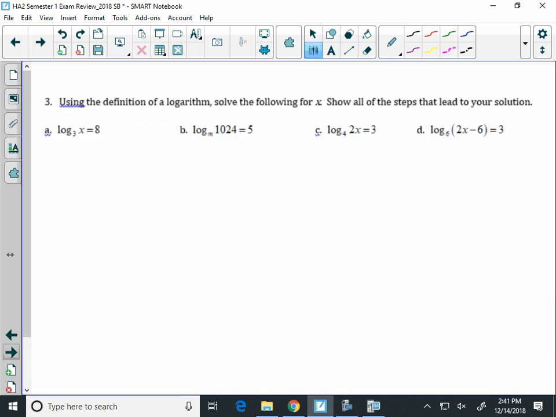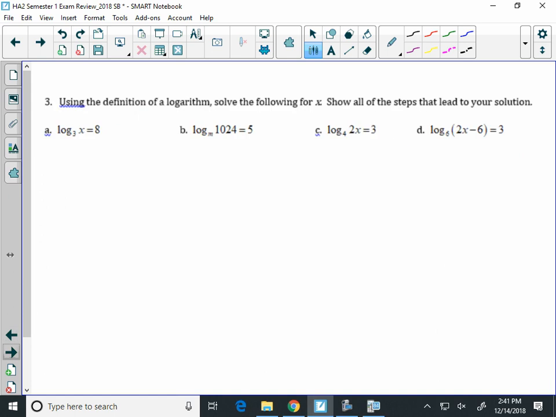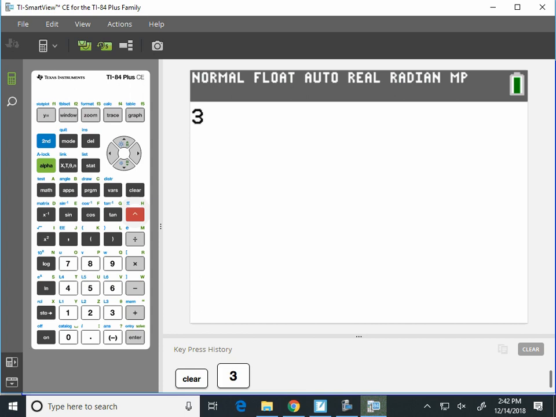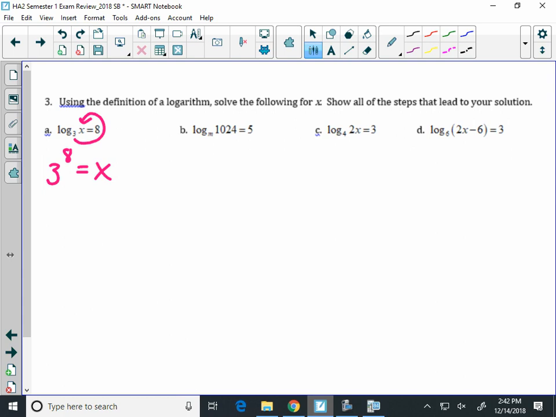All right, number 3 now says use the definition of a logarithm, and that's going back to what we did in number 1 and number 2, this little curly Q idea, to rewrite this logarithm in exponential form and solve for the value of x. So, you would have 3 to the 8th equals x. You'll just go ahead and grab your calculator and calculate what is 3 to the 8th power, which is 6,561. That is the value of x.